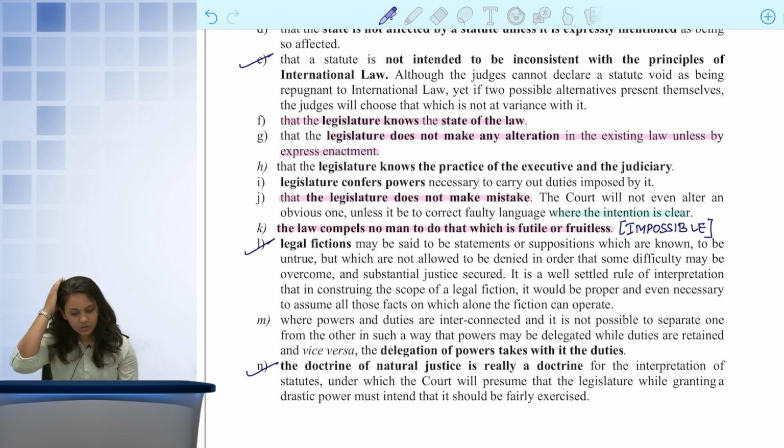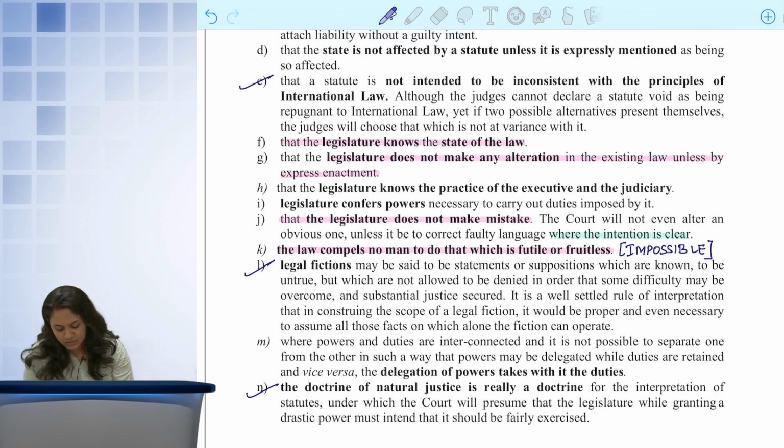So let's look at point number E, that is, a statute is not intended to be inconsistent with the principles of international law. Although judges cannot declare a statute void as being repugnant to international law, if two possible alternatives present themselves, the judges will choose that which is not at variance with it. So what is international law? It is our ability to stay in good relations with our international community, that our country will also be on the global stage by enacting a few laws.